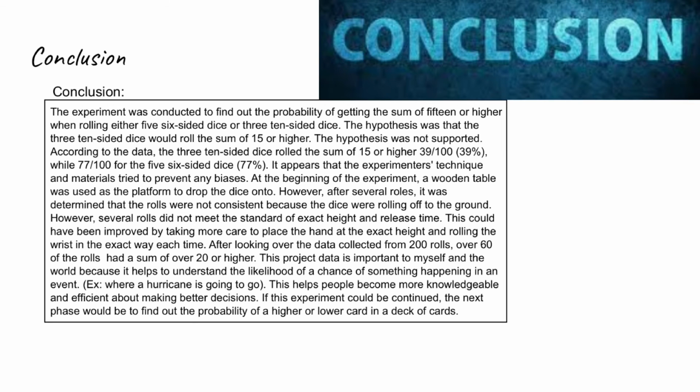During the experiment, there was a bit of inconsistency with the rolls, with some using more power and some being slightly higher in height than others. I could have improved it a bit more based on the inconsistencies. The project data is important to the world, and this helps people become more knowledgeable and efficient about making better decisions. If this experiment could be continued, the next phase would be to find out the probability of a higher or lower card in a deck of cards.